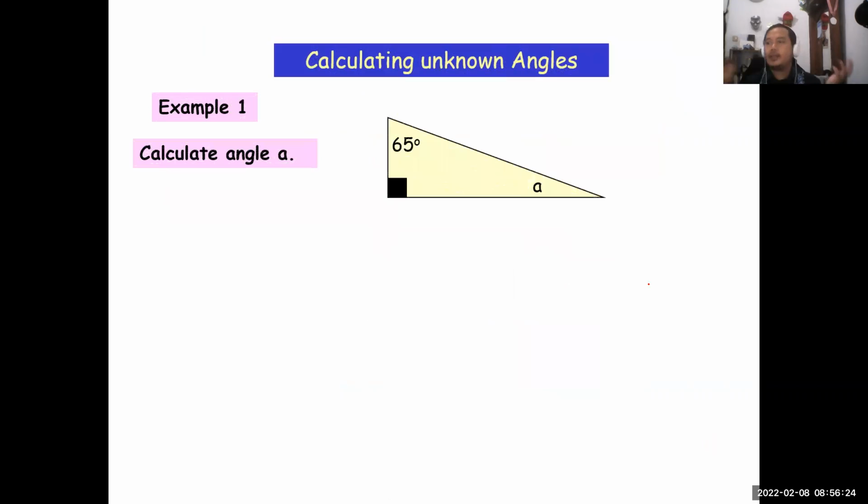Now, again, guys, for this one it is the same thing as we did before, when you want to calculate or determine unknown angles. Remember, the sum of the angles in a triangle will always be 180 degrees. For example, I have this. Remember this?